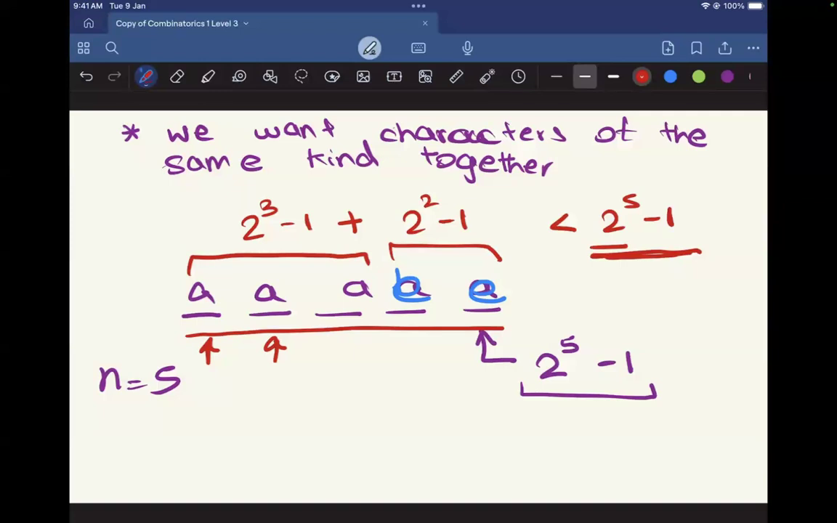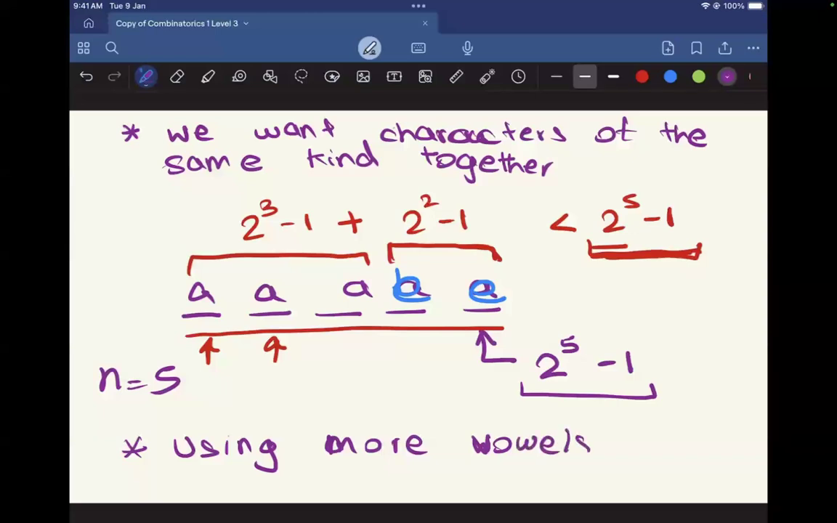Yes. So that is why the number of subsequences using only A's would be 2 raised to 5 minus 1. But now you can see that if we split this, the answer decreases. So can we say that using more vowels with less frequency is more optimal?